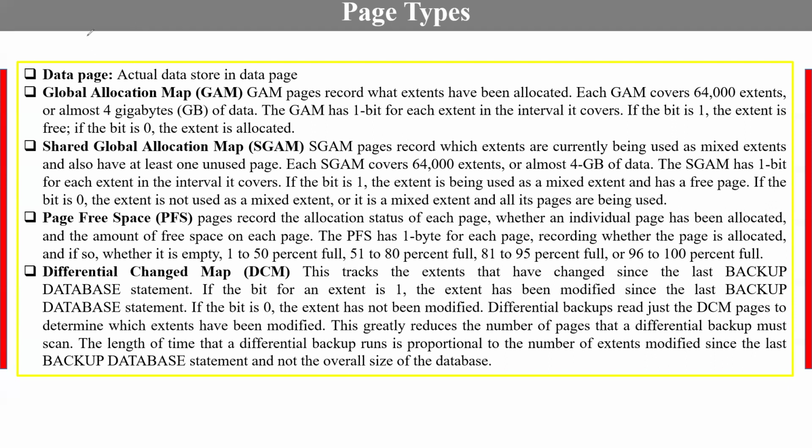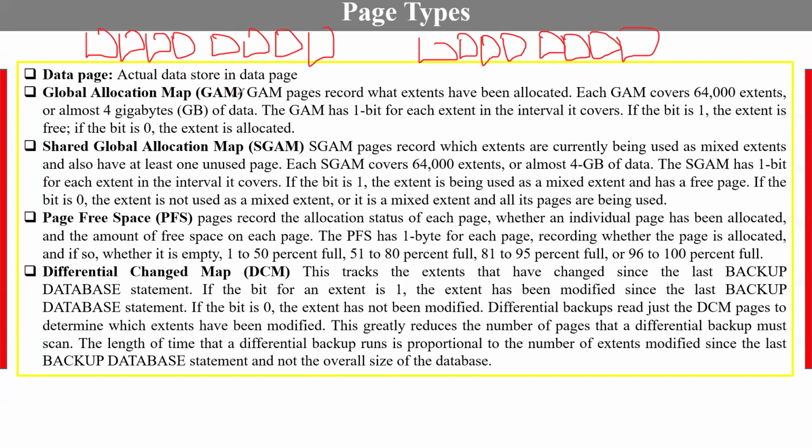So, for example, this is one extent, this is one extent, this is one extent. The GAM page knows that this extent has been used by setting 0. Okay, fine. But how can you guarantee that this extent is completely filled with data, or that this extent is having some free space?